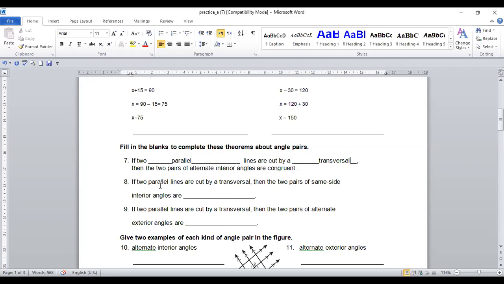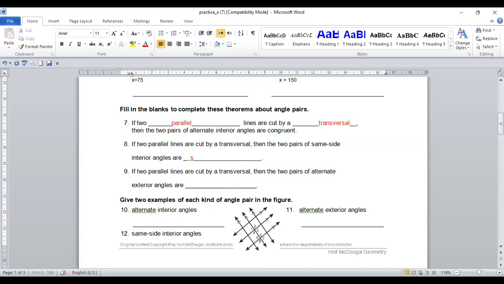Now number 8. If two parallel lines are cut by a transversal, let me highlight this so that at least it will look different from the question. If two parallel lines are cut by a transversal, then two pairs of same-sided interior angles are, they're talking about same-sided interior angles. So they are going to be supplementary. Now, hopefully you have understood this. Same-sided means angles which are inside the U. So they are supplementary. What does supplementary mean? They add up to 180 degrees. That's why we call them supplementary, right?